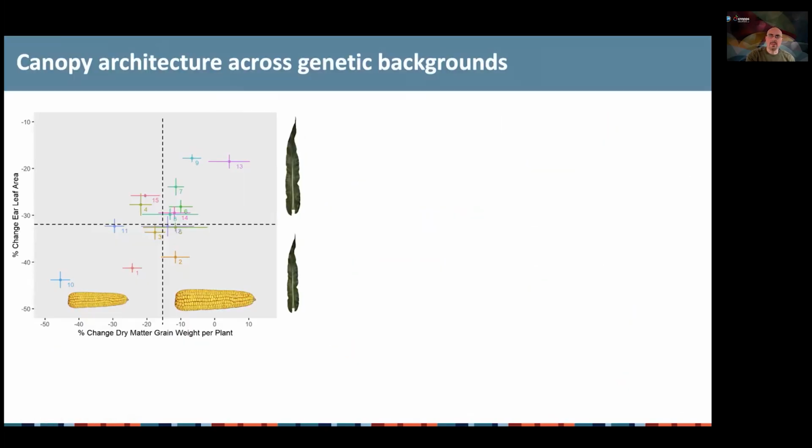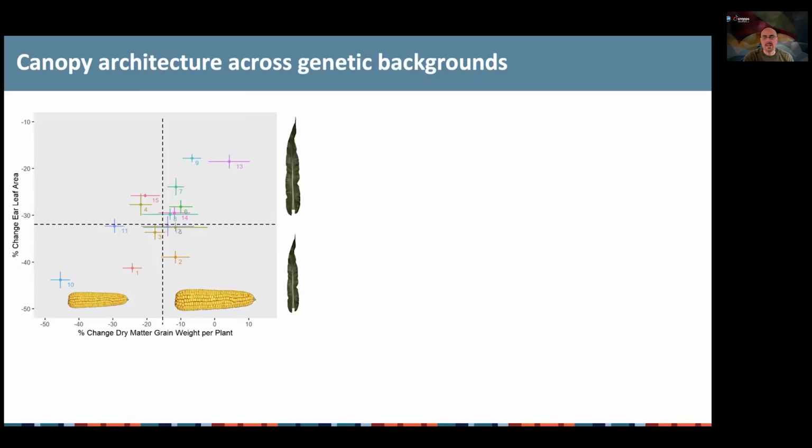Well, the biggest surprise to me was that the data revealed that maize hybrids are too leafy, and a reduction in leaf area does not incur a corresponding reduction in yield. We also see different responses to leaf area reduction across different hybrids. That's what's shown in the figure on the left, where we're plotting percent change in leaf area by percent change in dry matter grain weight, or yield. Some hybrids can tolerate a significant reduction in leaf area without a large reduction in grain yield.